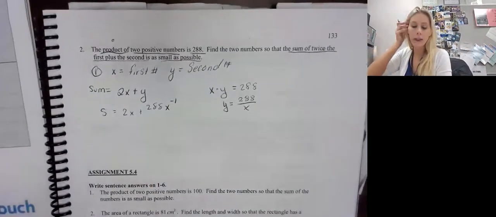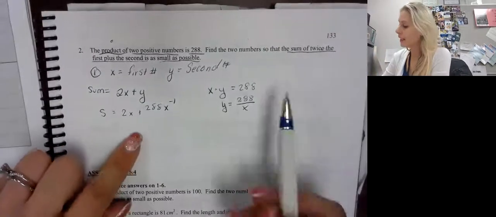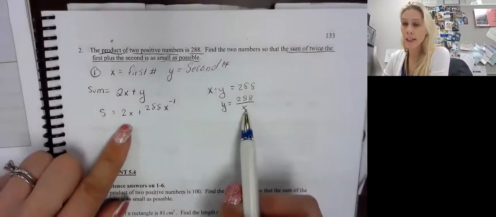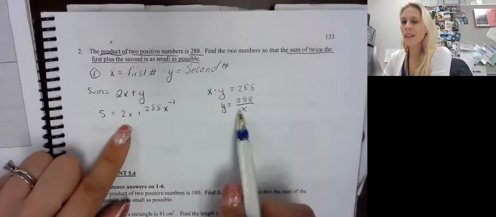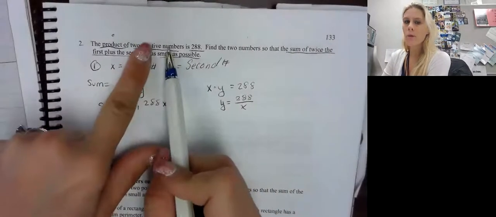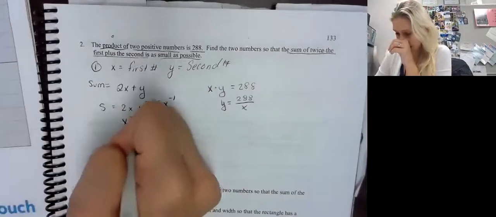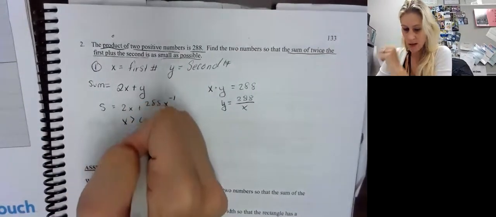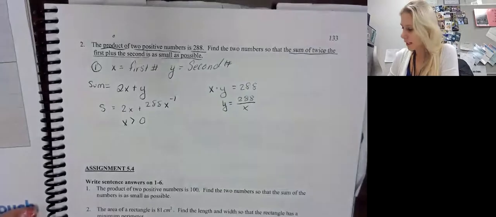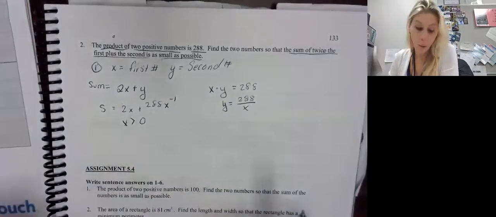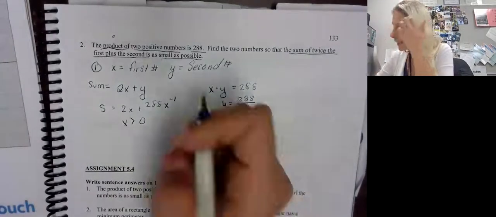Now, I realize that x here has to be greater than 0. Not only do I know it from the secondary, but I also know it because it has to be positive. So I always want to remember that x has to be greater than 0. Okay? So does y. X and y.